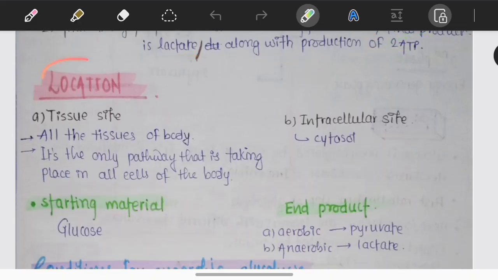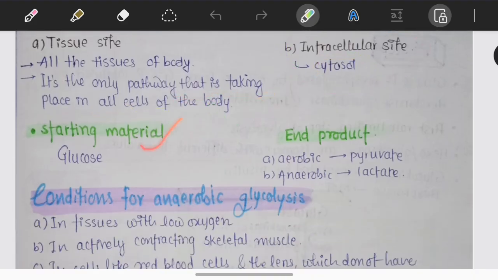Then see the location of glycolysis. In the tissues, all the tissues of the body, it's the only pathway that takes place in all cells of the body. And intracellularly, it is in the cytosol. The starting material is glucose and the end product is pyruvate in aerobic and lactate in anaerobic.